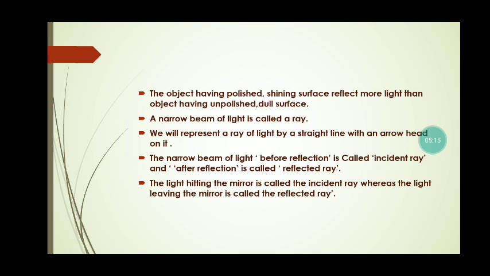The narrow beam of light before reflection is called the incident ray, and after reflection it is called the reflected ray. So the ray which comes from the light and falls on the mirror is called the incident ray, and after reflecting back it is called the reflected ray. The light hitting the mirror is called the incident ray, whereas the light leaving the mirror is called the reflected ray.